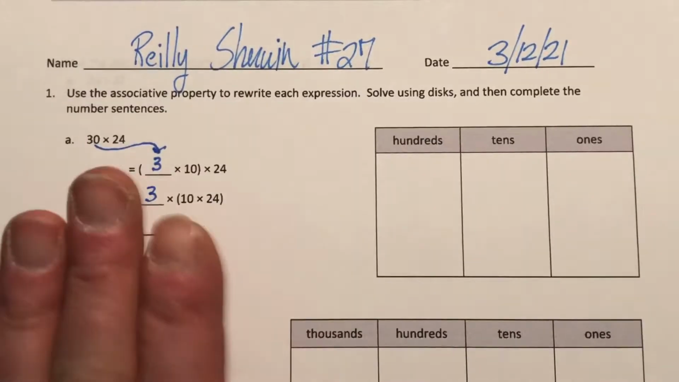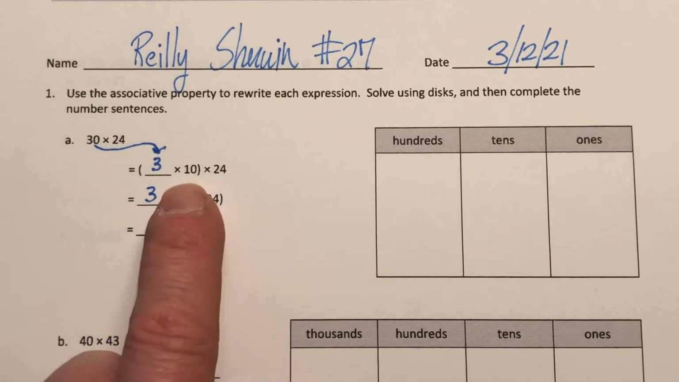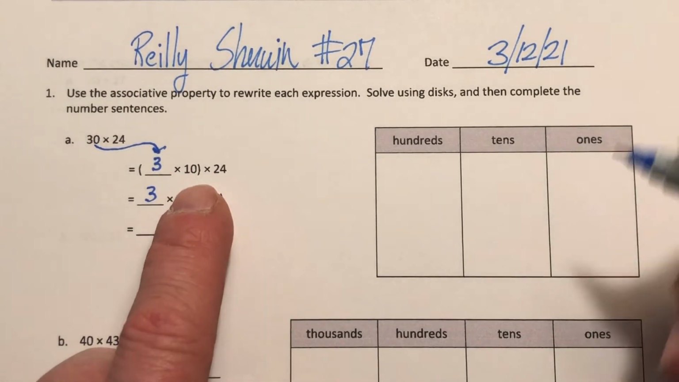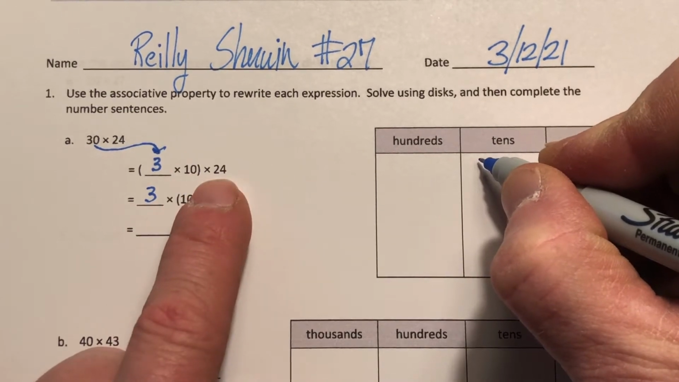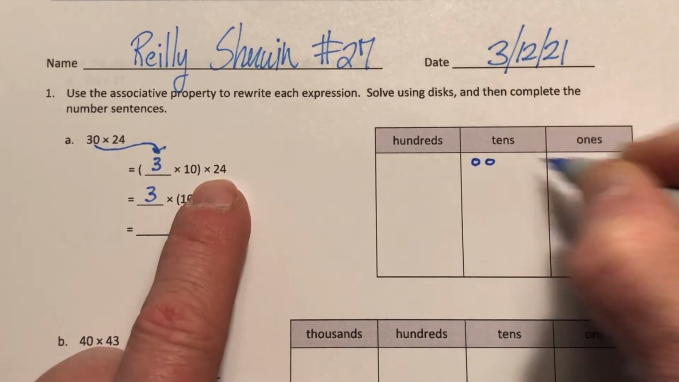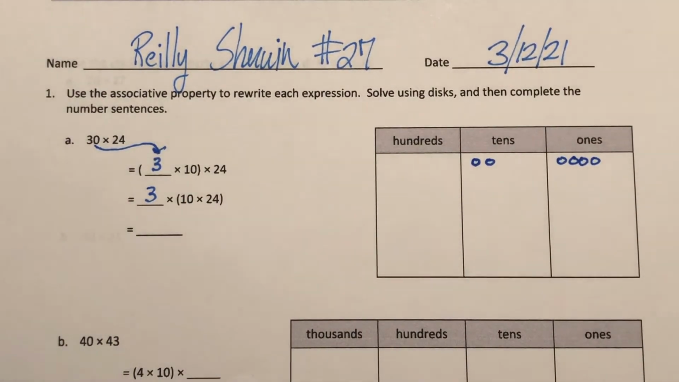All right, so I'm going to stop there on my associative property and come over here and show you what it means on the place value disks, okay? So I start off with the number 24. That's what I'm going to do here. So I'm going to put down 2 tens and 4 ones, just like that, okay?